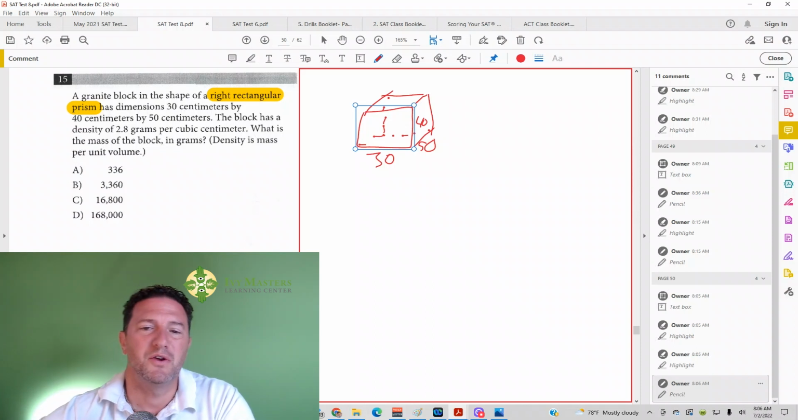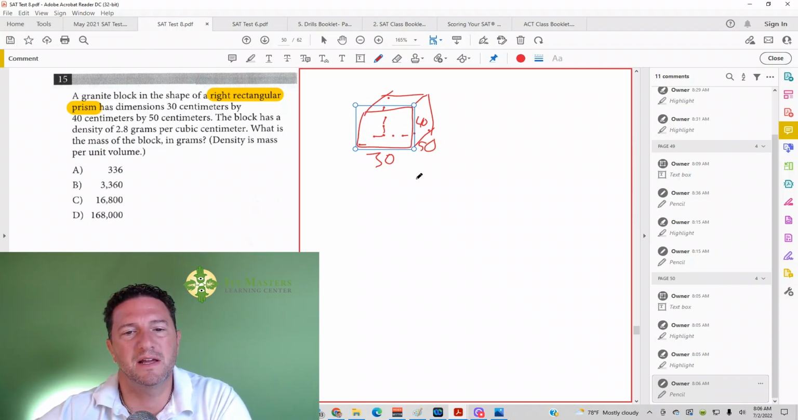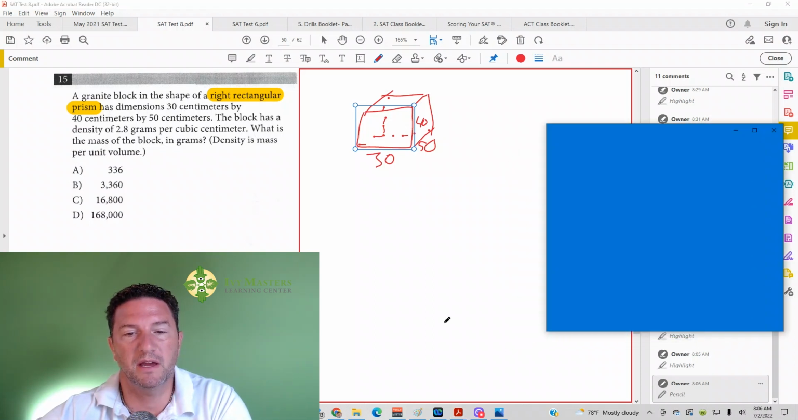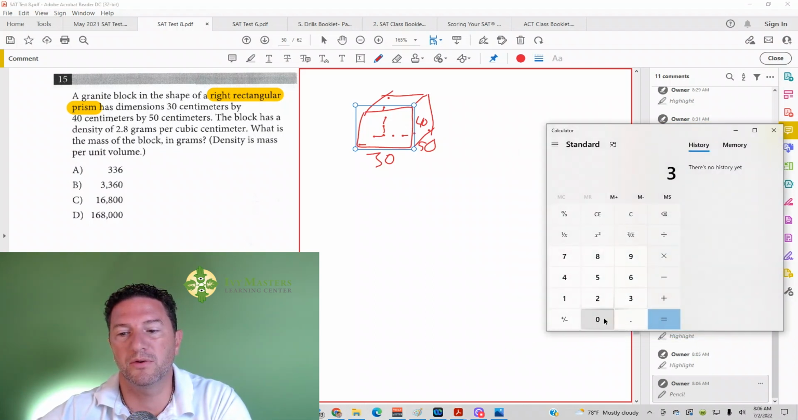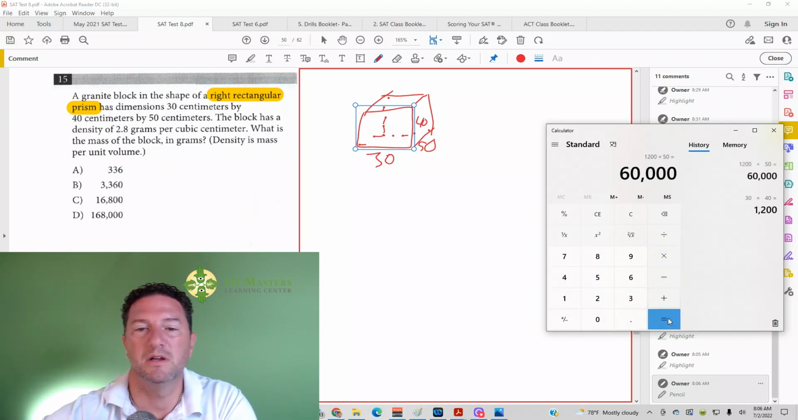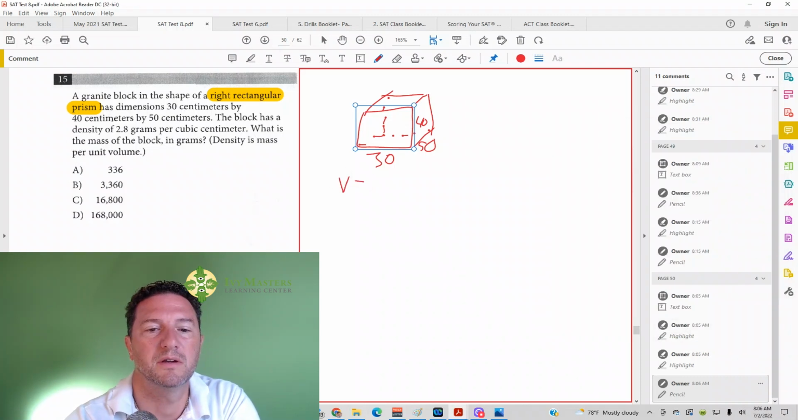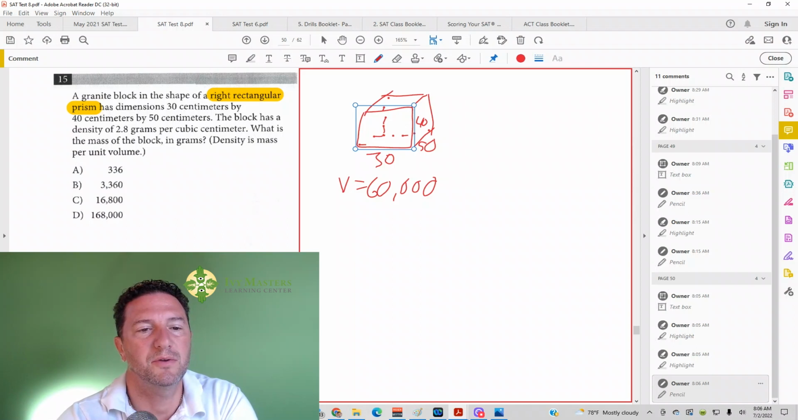Now, we know just based on that what the volume's going to be. So I could pull up my calculator and we could do 30 times 40 times 50. Boom. So we know that the volume is 60,000. Now we read the next piece.